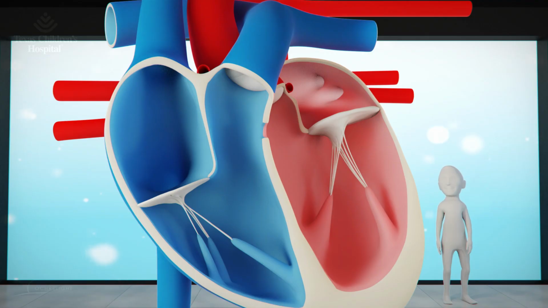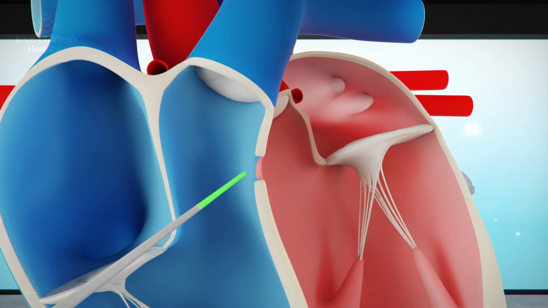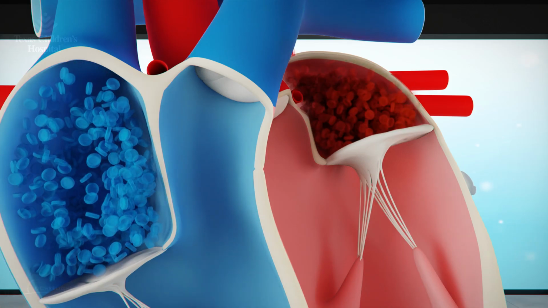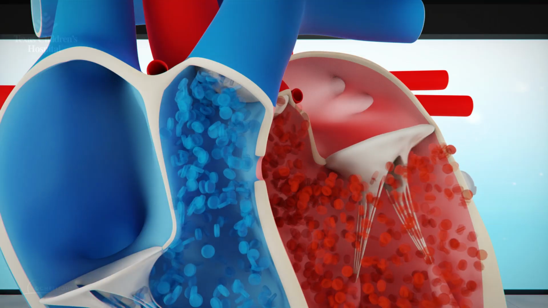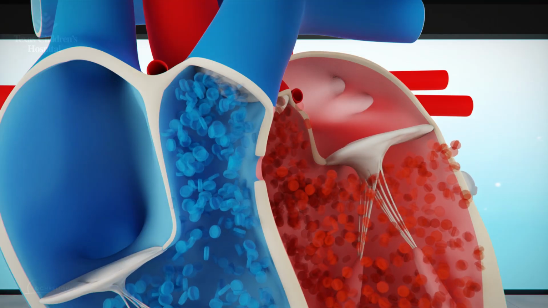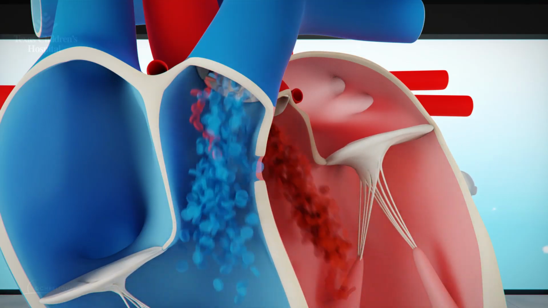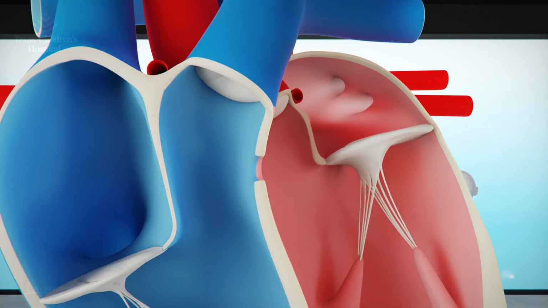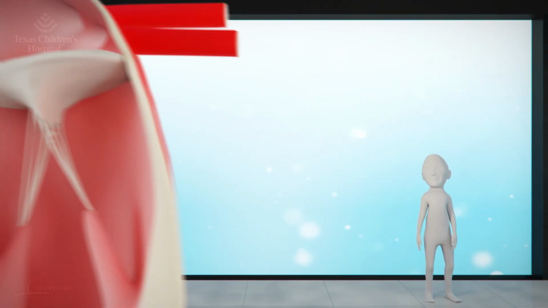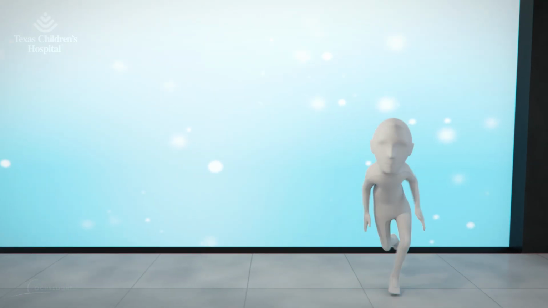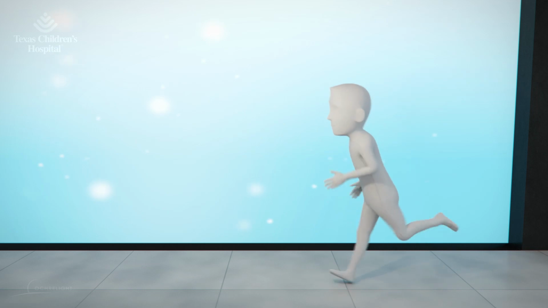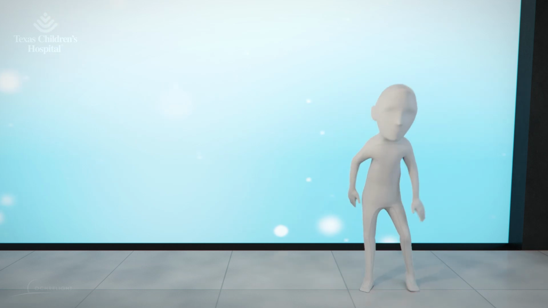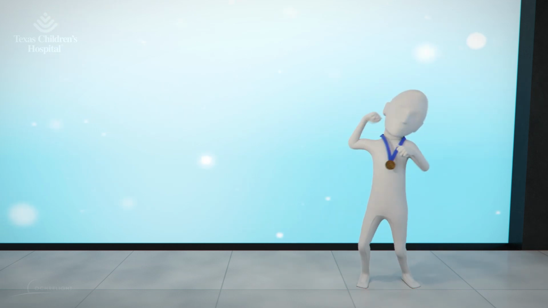Oftentimes these very small defects close spontaneously, but it's important to emphasize that even if they don't close, as they're not placing a lot of extra strain on the left side of the heart, they're not resulting in a lot of extra blood flow through the lungs, they can be often quite harmless. There's no reason, for example, why somebody couldn't win a gold medal in the Olympics while having a small ventricular septal defect. So under these circumstances, we usually leave the defects alone.